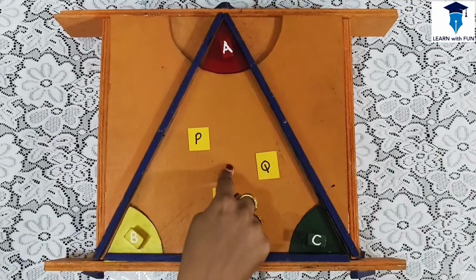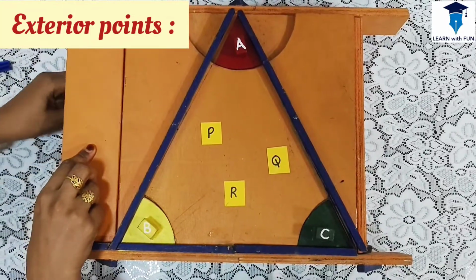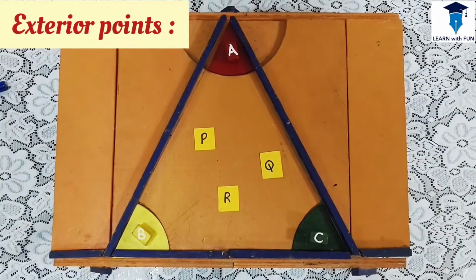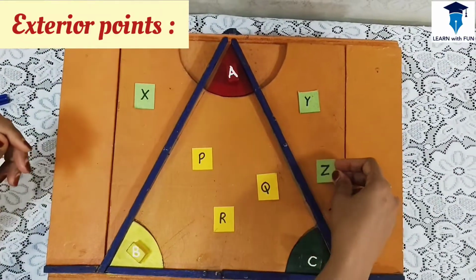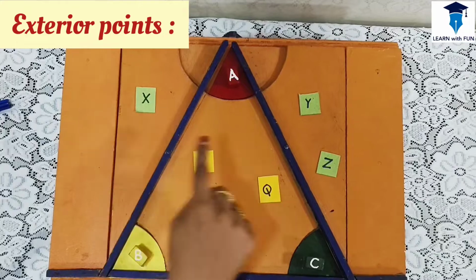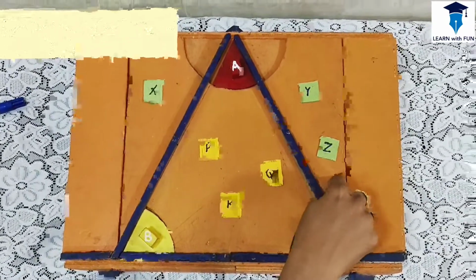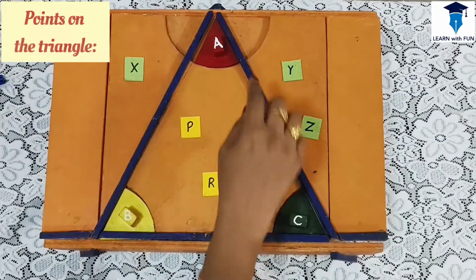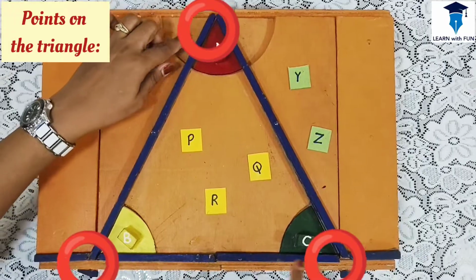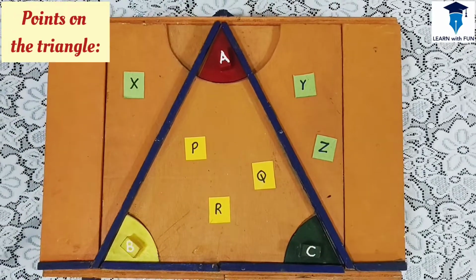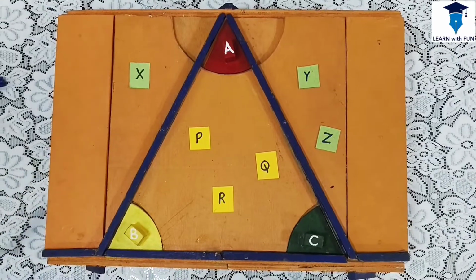When you talk about exterior points, exterior means outside, so we are going to look at outside points. In the exterior of the triangle, let there be a few points here. So here points X, Y and Z are in the exterior of the triangle. And the points lying on the segments are point A, point B and point C. So these are the three points which are lying on the triangle. Thus this is all about the basic concepts related to triangle.